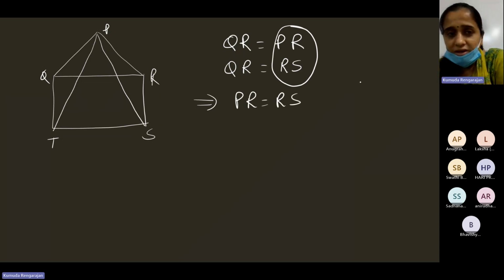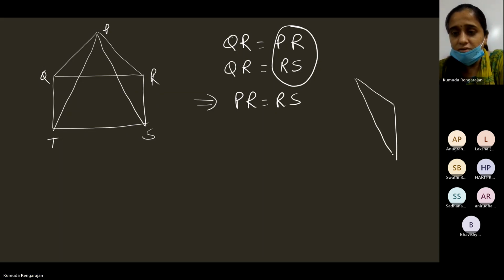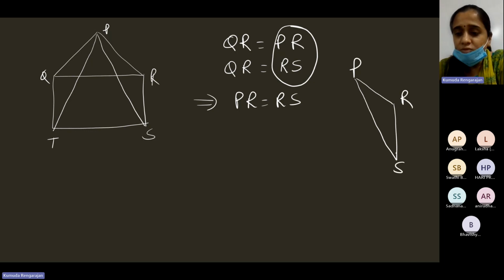Now take up the triangle PRS. Now we have to show that this angle is 15 degrees. So what is the result we have? PR is equal to RS. These two sides are equal.